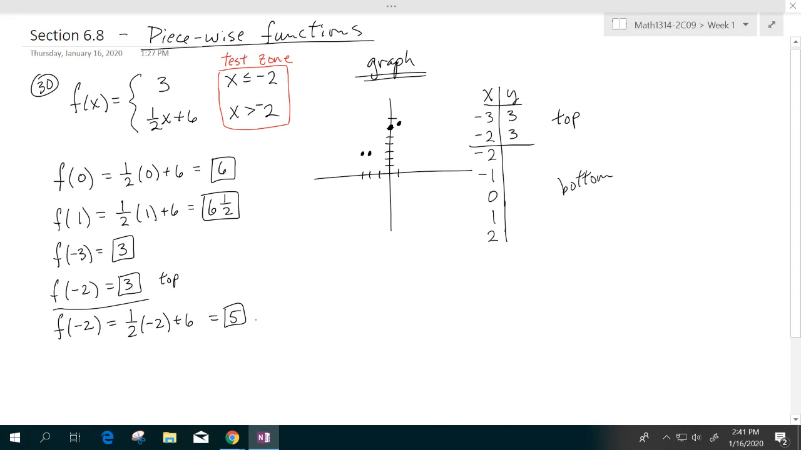So that's a 5. And then negative 1 is going to be 5.5. 0 is going to be 6 because we already did it. 0 is 6. 6.5. Do you see a pattern? And then 7.